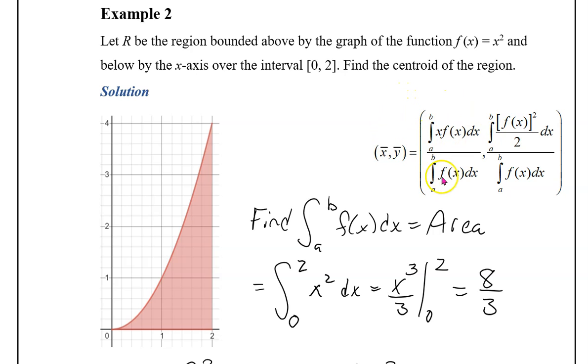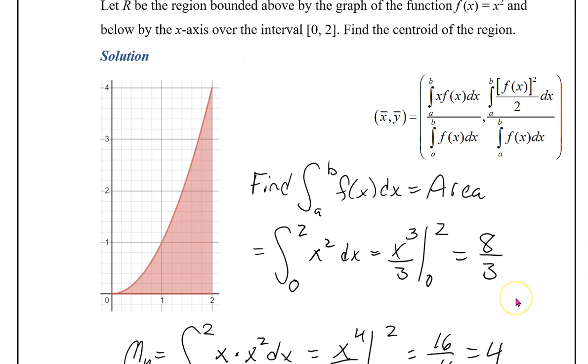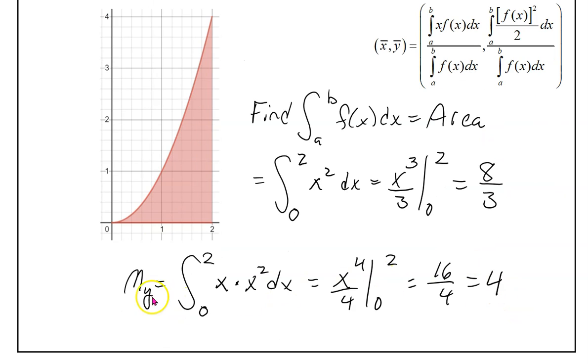We need to compute these two integrals. The denominator, of course, will be giving us the area. Area times density would give us mass. In this case, because the density cancels out, it just gives us area, which gives us 8/3. Now we need to find the moment in the y direction and the moment in the x direction. For x bar, we need to compute the following.